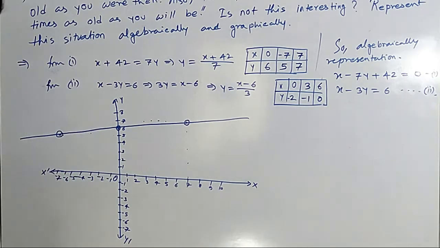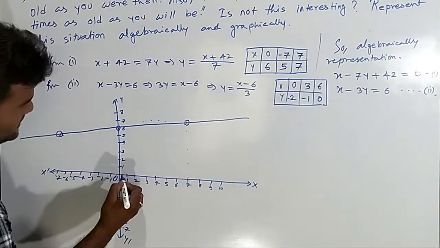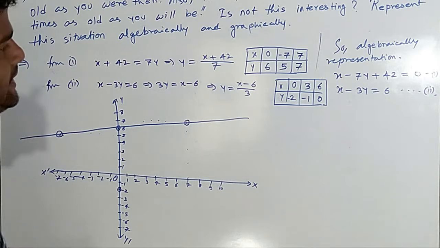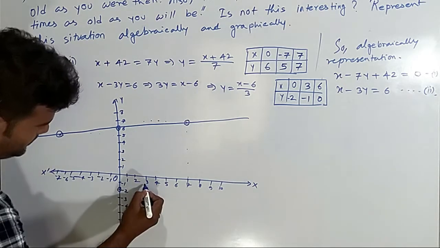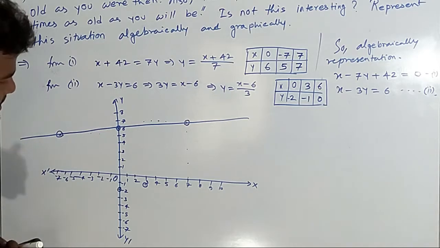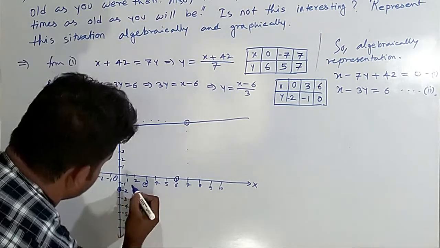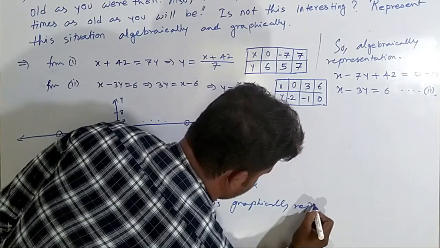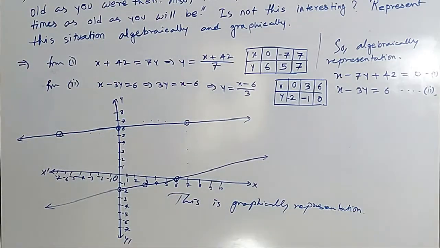And the next line, (0, minus 2), x 0, y minus 2, that is this point. And then x 3, y minus 1, will be this point. And x 6, y 0, so this point. Join these 3 points, and you get this clear representation. Okay, that's it.